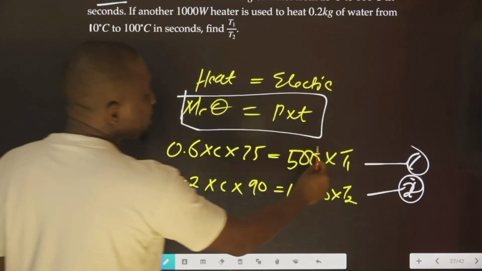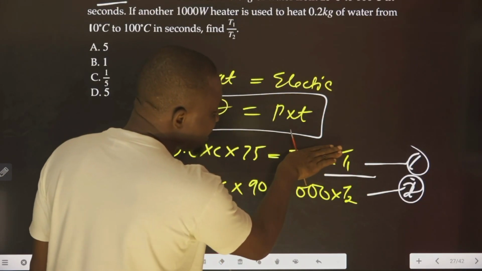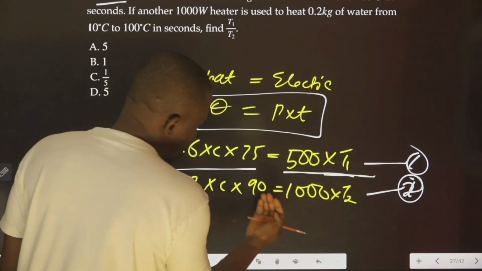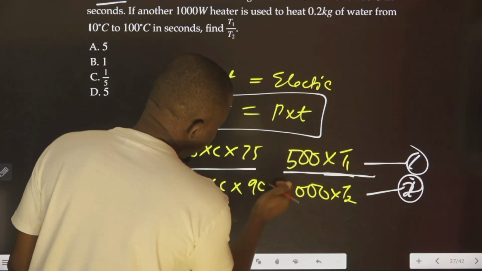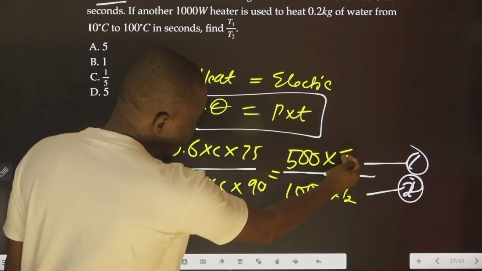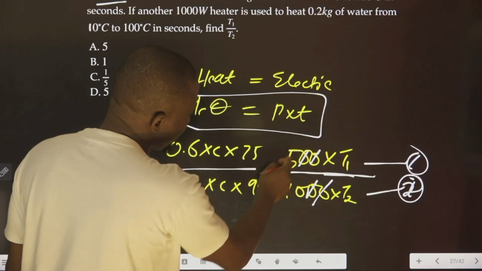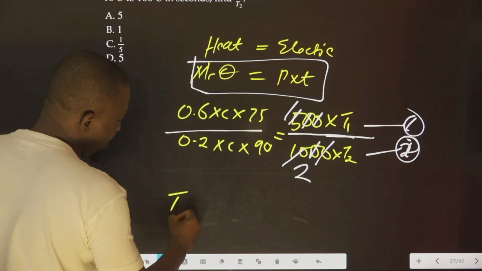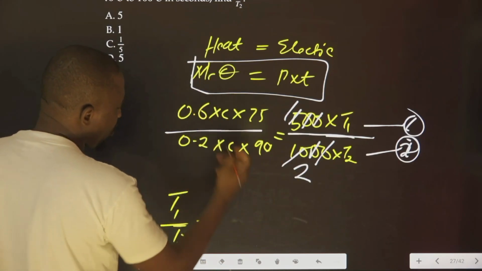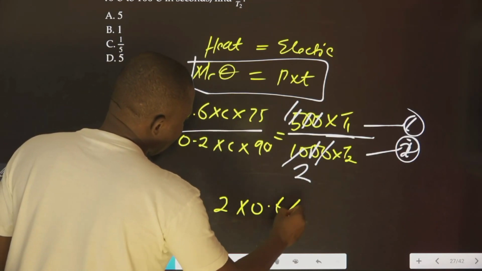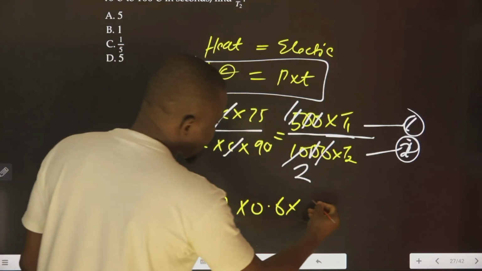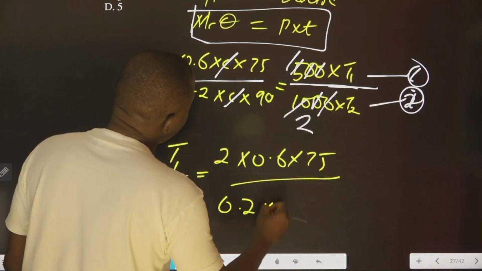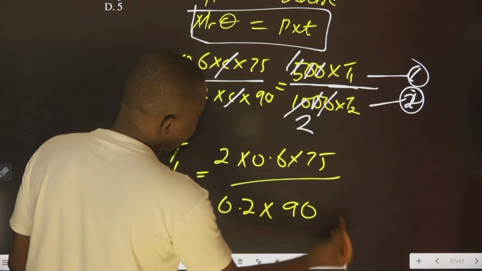Now, because we are looking for T1 over T2, we divide this by this. So, I can simply put a line here and a line here. Sure? That is, I remove this, I remove this. I put equality here, just to get this. Here and here, we cancel. This is 2, okay? It means 2 can come here to get T1 over T2 is equal to 2 times 0.6 times, because this and this will also cancel, 75 all over, you agree with me, 0.2 multiplied by 90, okay?